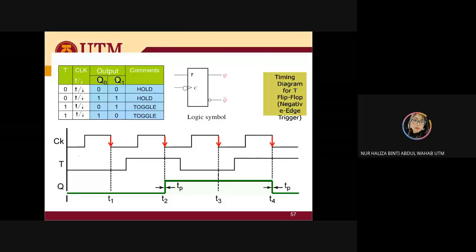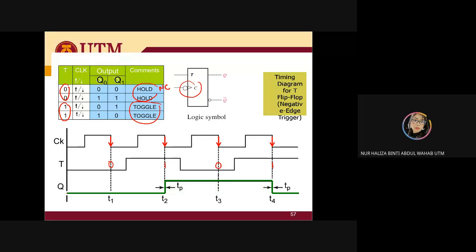You can see when you have 0, you have hold or no change. When you have 1, whatever clock is there, you're going to toggle. So let's say in this example, it is a negative clock. So that's why you are pointing down there and put the dotted line. Here is the value at the specific line.